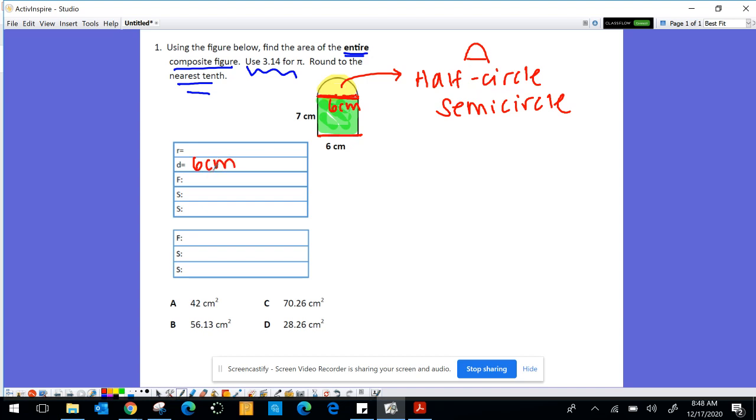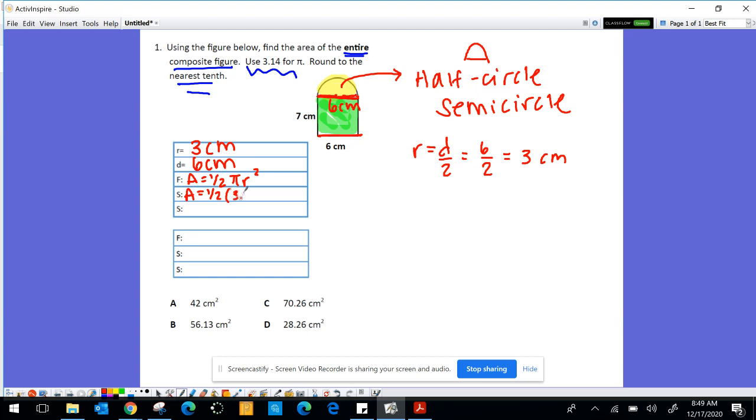But if we want to find the area of a half circle, the formula for area is 1/2 pi times your radius squared. That means we need to find the radius. Radius is half of the diameter. So if your diameter is 6, just divide by 2 to find the radius. That would make our radius 3 centimeters. Now that we have our radius, we can find the area by plugging it in.